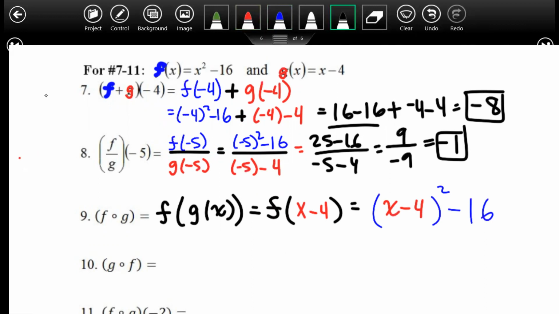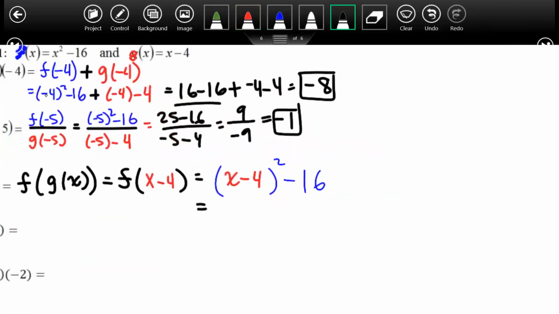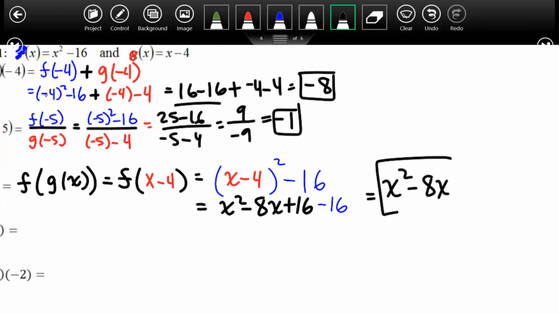If we FOIL this out, and I'm going to FOIL this kind of fast for you guys, this gives me x squared minus 8x plus 16. I'm going to tack on this minus 16 here. Our final solution will just be x squared minus 8x. You do not need to factor it. We're not factoring. It doesn't tell us to simplify. Okay, it doesn't simplify, but you don't need to factor it any further than this.